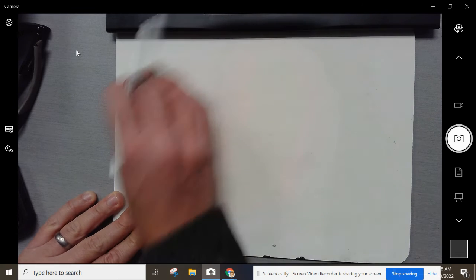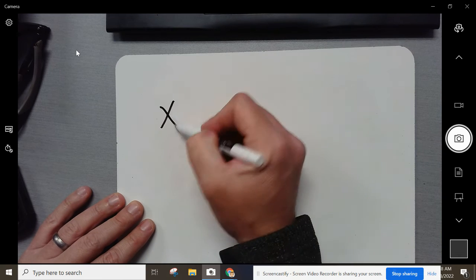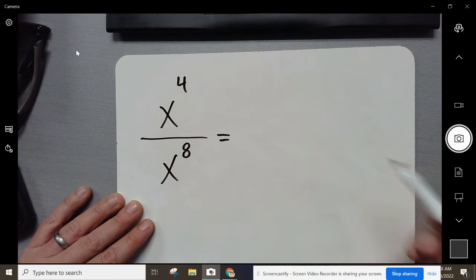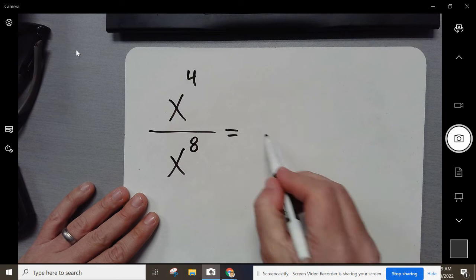All right, now we're going to get into some more higher level stuff. So quick review. If I said x to the 4th over x to the 8th, what's that going to equal? Go ahead and do that one for me.